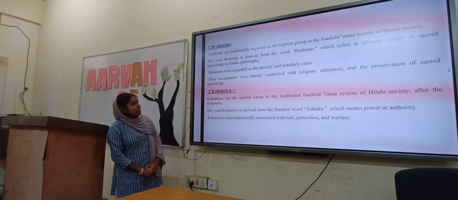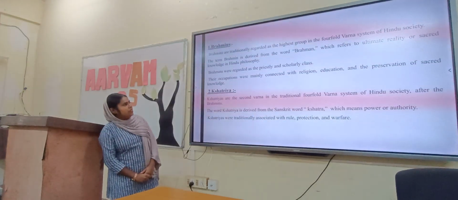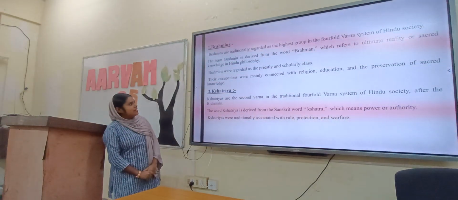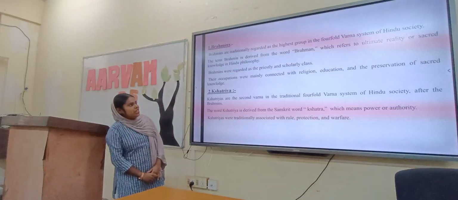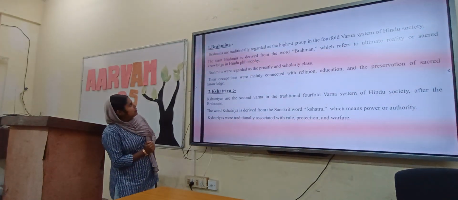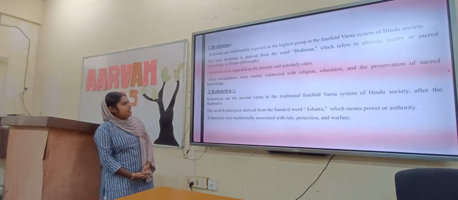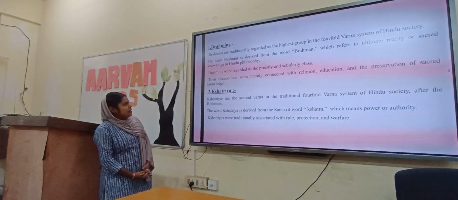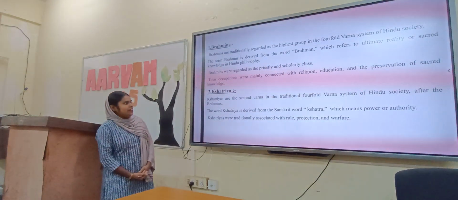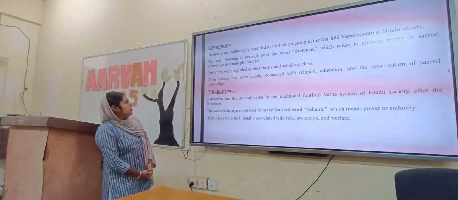Brahmins are traditionally regarded as the highest group in the fourfold Varna system of Hindu society. The term Brahmin is derived from the word Brahman, which refers to ultimate reality or sacred knowledge in Hindu philosophy. Brahmins were regarded as a priestly and scholarly class. Their occupations were mainly connected with religion, education, and the preservation of sacred knowledge.